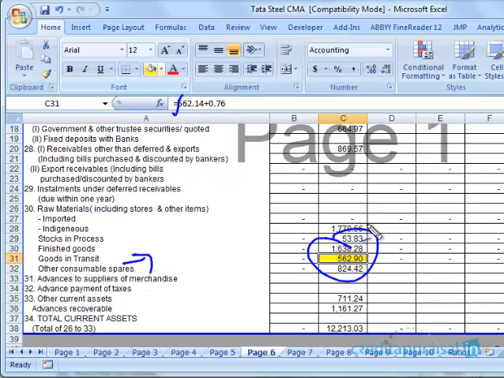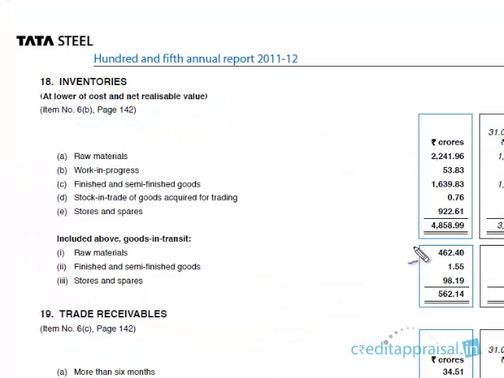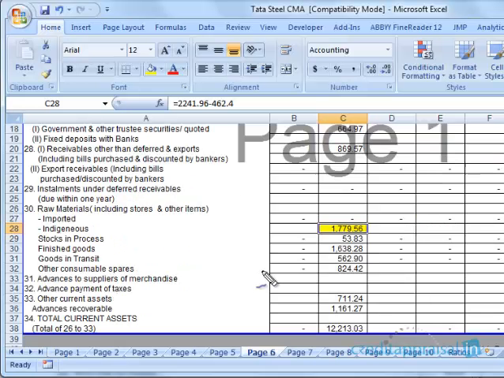And let us subtract from each item that corresponding portion. Let us subtract 462.4 from raw material, 1.55 from finished goods, and 98.98 from stores and spares. Right? For example, 462 we have deducted from raw materials. Again, don't worry too much about it. You're not going to do this regularly. Straight away, whenever you see raw material, work in progress, finished goods in the balance sheet, put it under current assets under these respective heads. This is a small adjustment here for this company-specific case. You're not going to need that often.